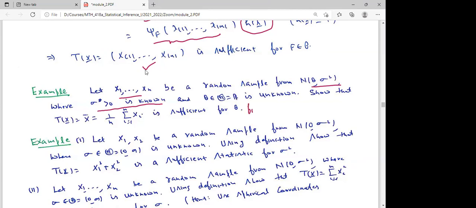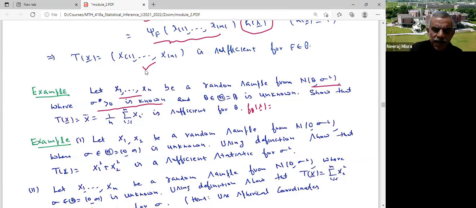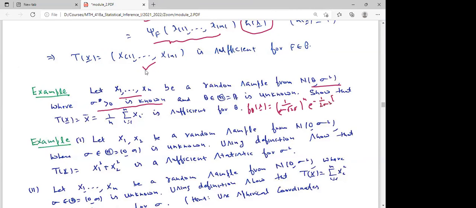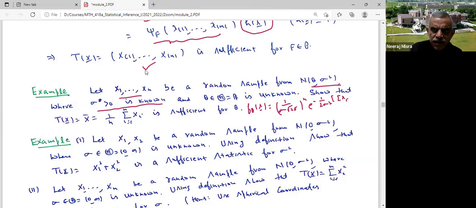If I have to write f theta of x, it is (1 by sigma root 2 pi) to the power n, because of the random sample, e to the power minus 1 by 2 sigma square, then summation (xi minus theta) whole square, so summation xi square minus 2 theta summation xi plus n theta square.